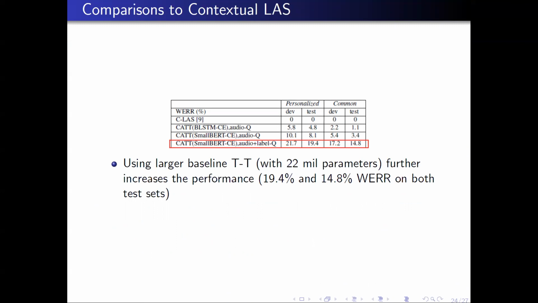Using a larger transformer transducer baseline further improves the performance, 19.4% for the personalized dataset and 14.8% for common.